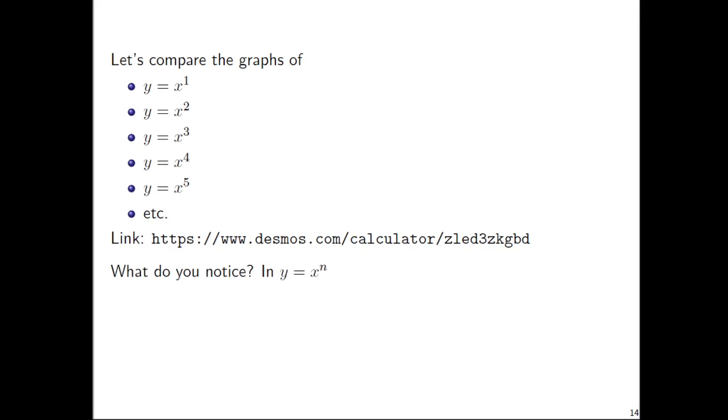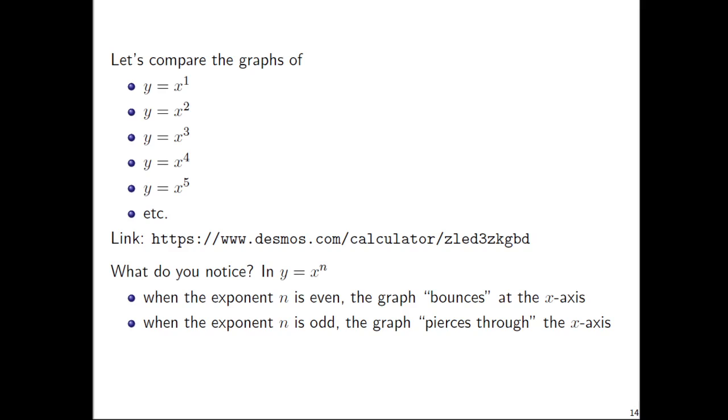So what we ought to notice in y equals x to the n, if the exponent is even, then the graph bounces at the x-axis, and when the exponent is odd, the graph pierces through the x-axis.